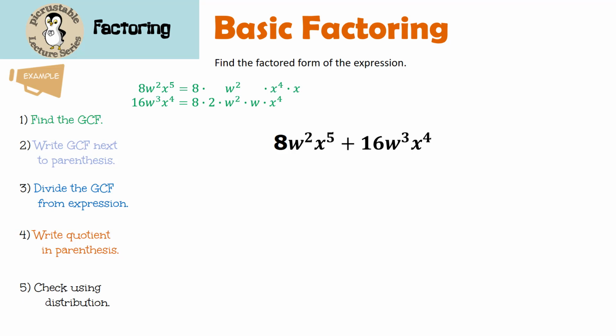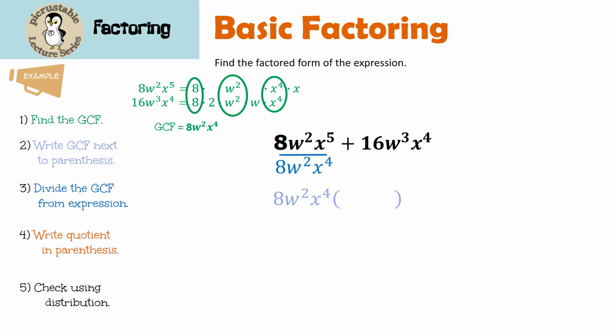16w to the third x to the fourth is 8 times 2 times w squared times w times x to the fourth. So that gives us our greatest common factor of 8w squared x to the fourth. We're going to put it next to a parentheses, and now we're going to start to divide. When I divide, I end up with x, and then I divide again, and I end up with 2w.